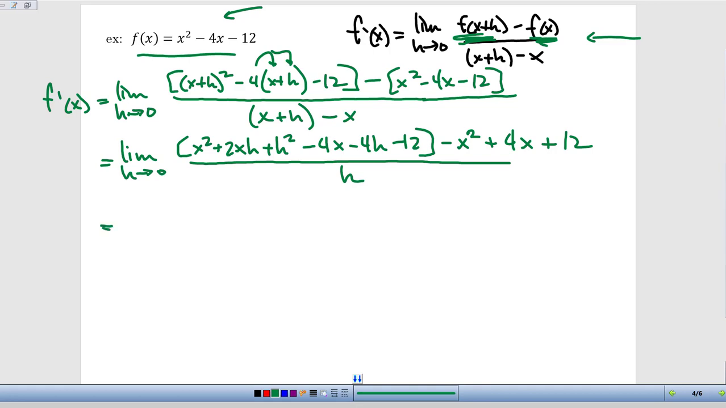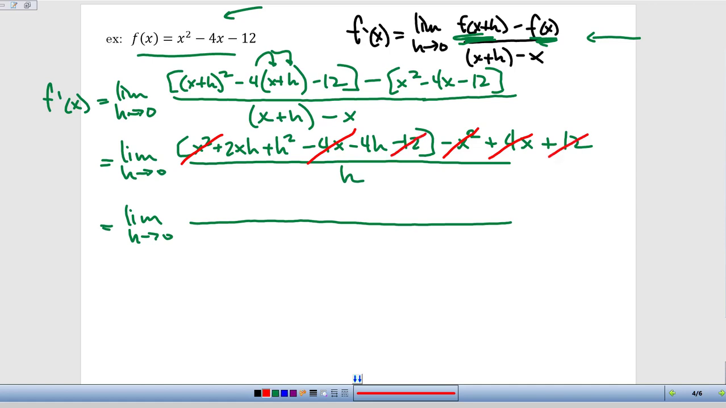So we've got our limit as h approaches 0 of, so now we can do our combining of like terms in the numerator. Got x squared minus x squared, gone. We've got a -4x and a positive 4x are gone. We've got a -12 and a positive 12 also cancel out. So everything that's left in the numerator, we've got 2xh plus h squared and then minus 4h. That's all we have left up top. And then we still have the h in the denominator.